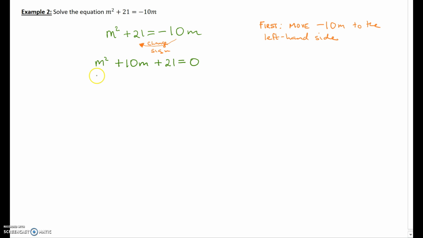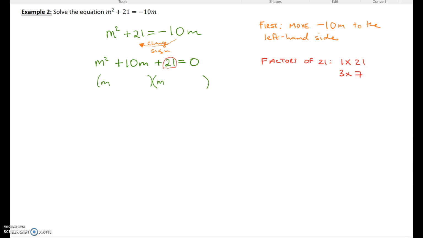So we know how to factor these. Factoring trinomials, you start off with parentheses back to back. The letter goes in at the start of each parentheses, and we want the factors of the number on the end. So we want the factors of 21. Okay, so the factors of 21 are 1 times 21 and 3 times 7 are the other factors.